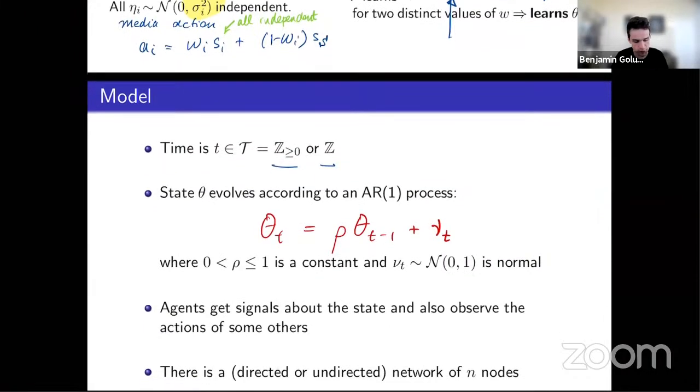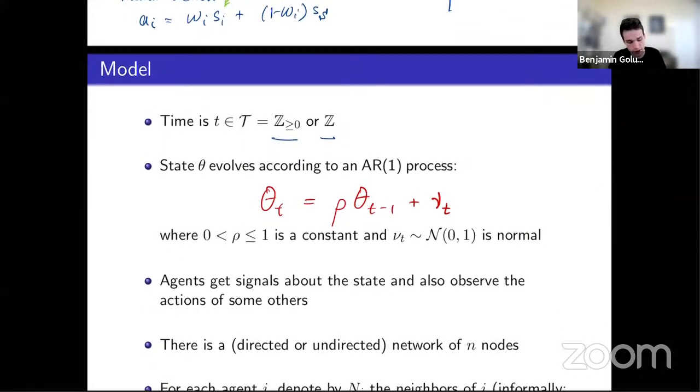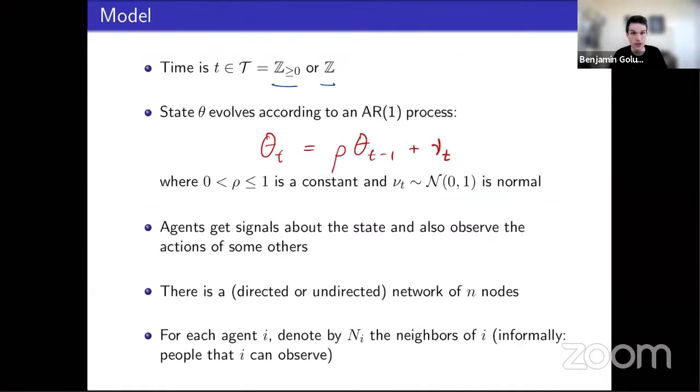Now, just as in our example, agents are going to get signals about the state and also observe the prior actions of some others. Now, the observation opportunities are structured like this. There's a network, in general directed, of n nodes. And for each node i, it has a neighborhood, which is the places or people that I can observe. So that's the basic setup, it generalizes the example. I'll tell you more detail about how the private signals work in general in a second, but this is the state and its evolution, as well as the network.